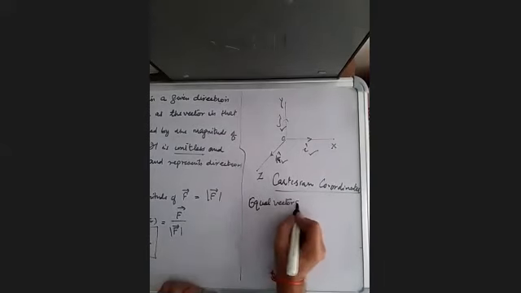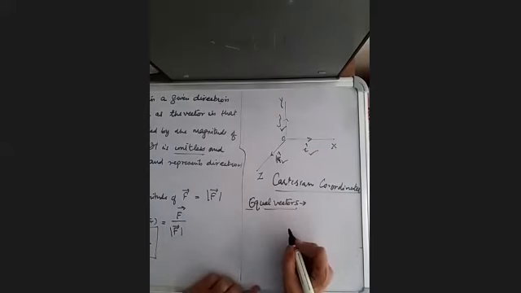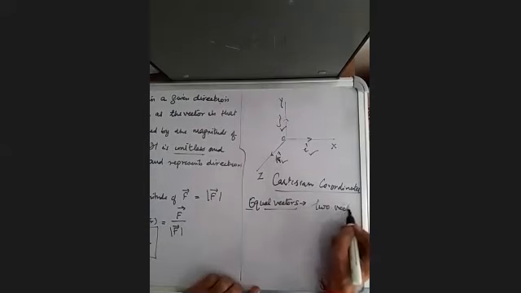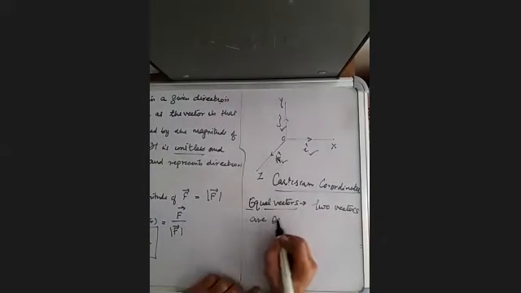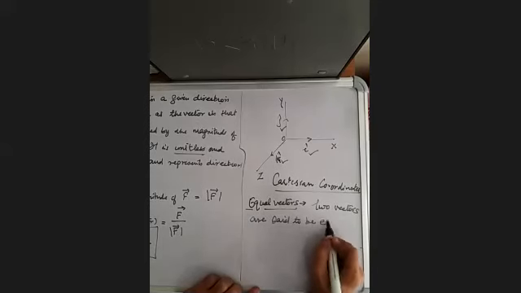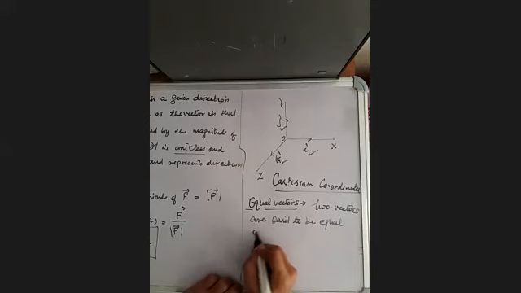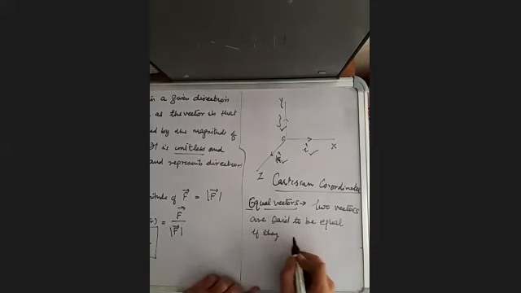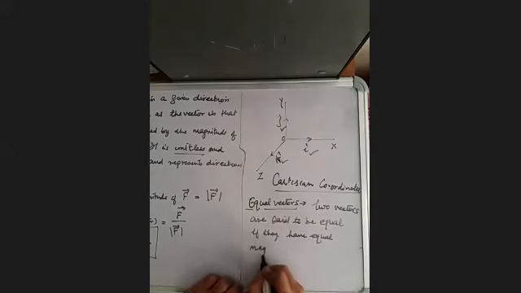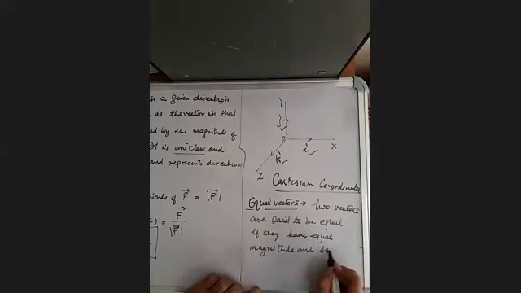Equal vectors. Okay. Two vectors are said to be equal if they have equal magnitude and the same direction. It is very simple. Two vectors are said to be equal if they have equal magnitude and same direction.